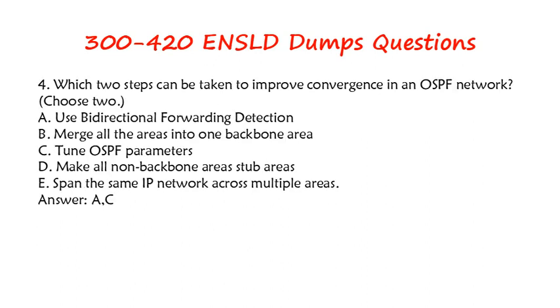4. Which two steps can be taken to improve convergence in an OSPF network? Choose 2. A. Use bidirectional forwarding detection. B. Merge all the areas into one backbone area. C. Tune OSPF parameters. D. Make all non-backbone areas stub areas. E. Span the same IP network across multiple areas. Answer: A, C.